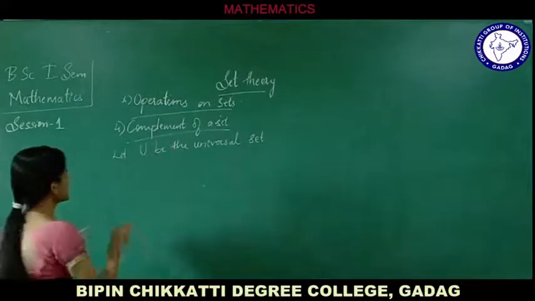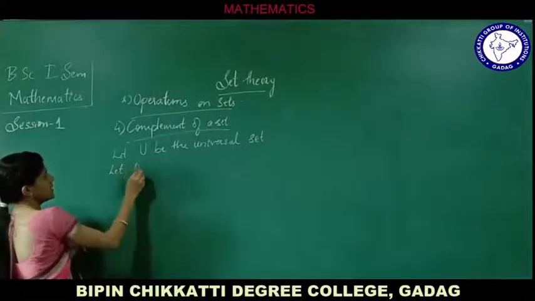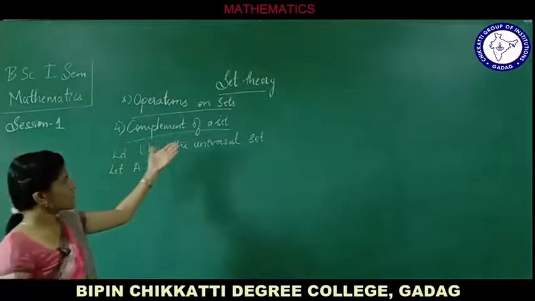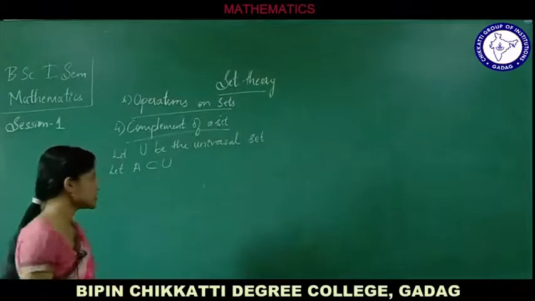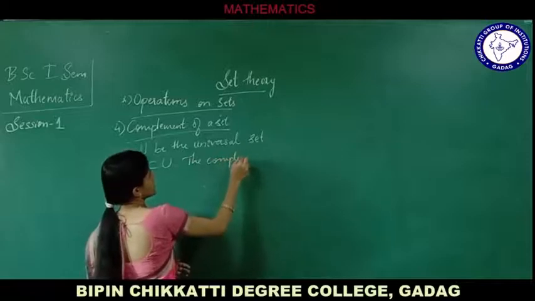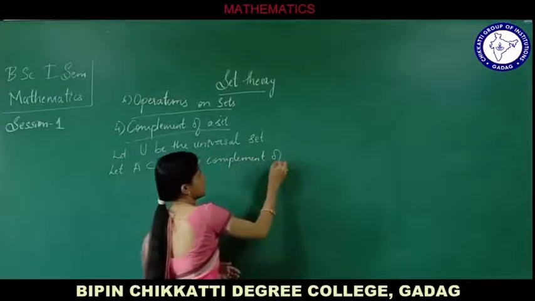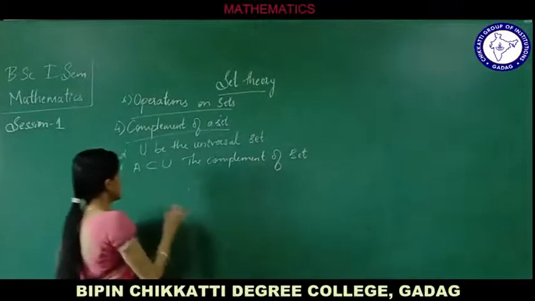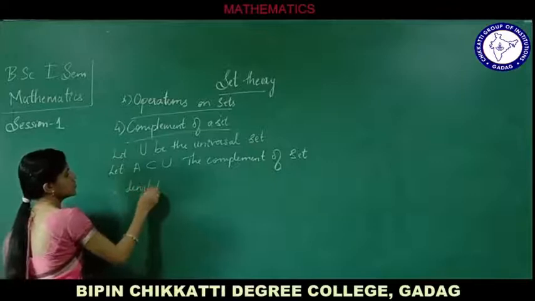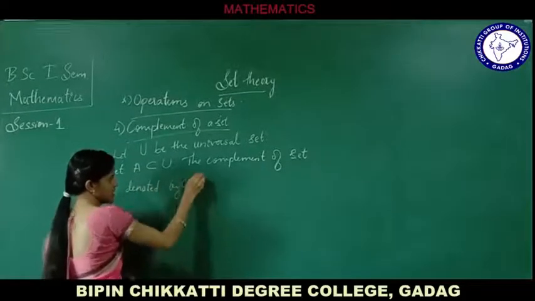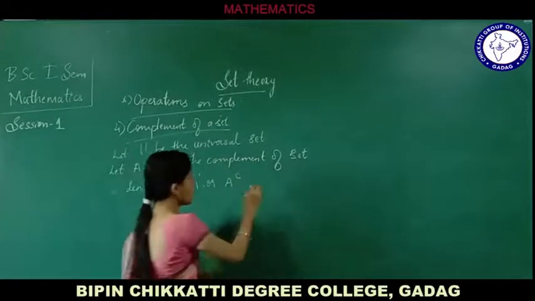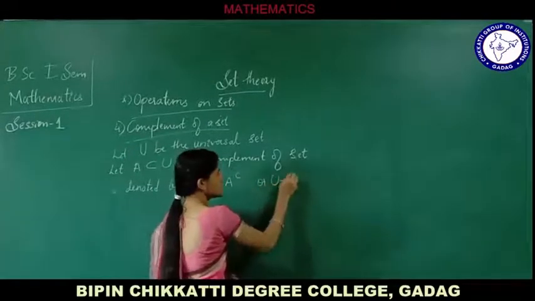What are we going to consider? Let A be a subset of U. Then how are we going to denote the complement of the set? The complement of a set is denoted by A dash or A complement or U minus A.